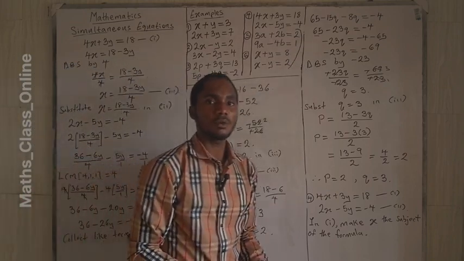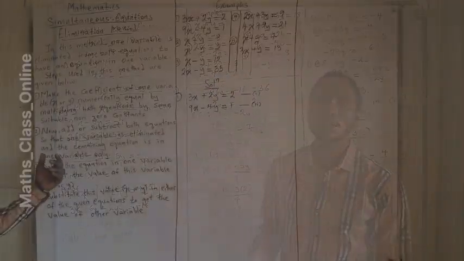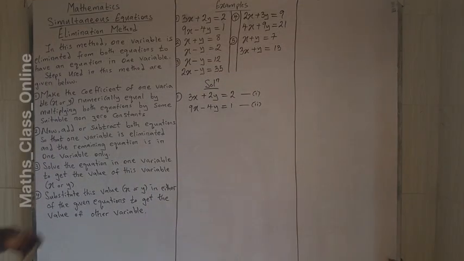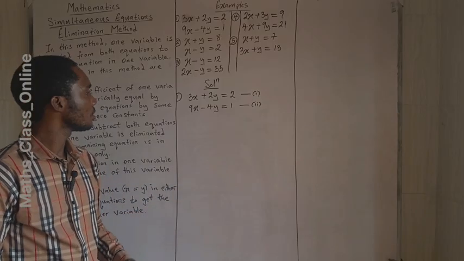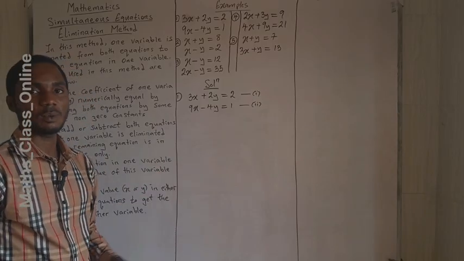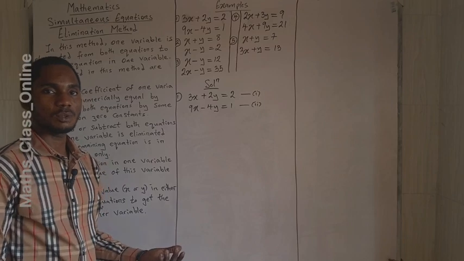Another method of solving simultaneous equations is the elimination method. In this method, one variable is eliminated from both equations to have an equation in one variable. These are the steps involved when solving simultaneous equations by the elimination method. Example 1. We have 3x plus 2y equals 2 and 9x minus 4y equals 1. What are we going to do here?